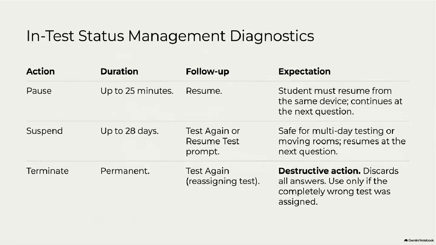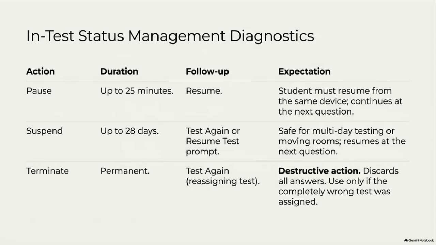Pause, suspend, and terminate have different uses. Pause is for a temporary break in testing of up to 25 minutes. To remove a pause, select the student and then pick Resume. Suspend is for a longer break, like the next day. To resume the test, you must select the student, then Test Again, and go through the whole confirmation process again to get back into the test to complete it.